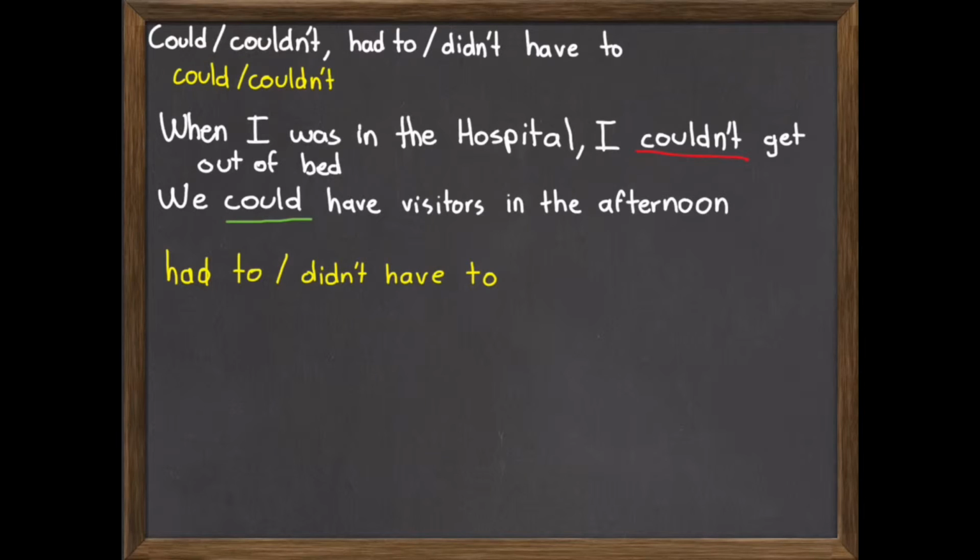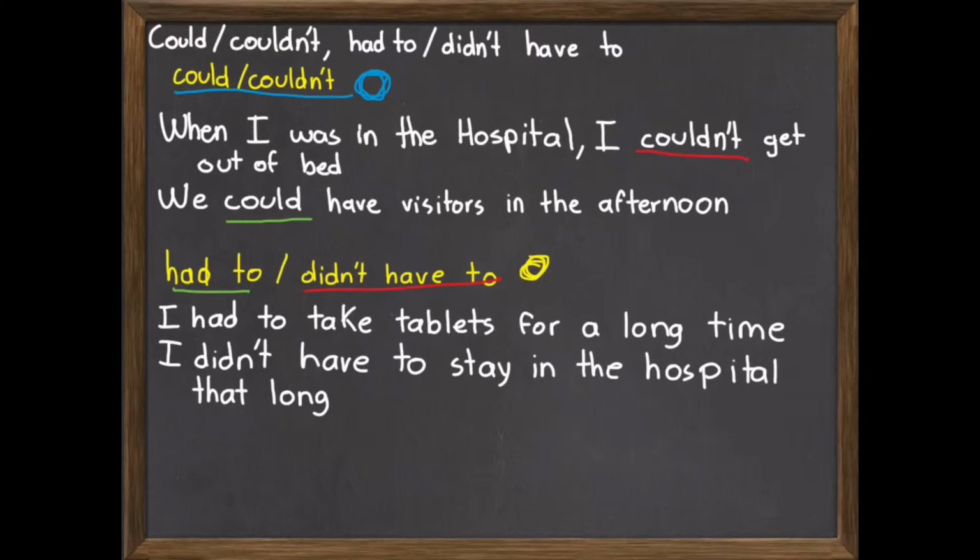Now let's look at had to and didn't have to. Had to is the affirmative form and didn't have to is the negative form. We use had to or didn't have to talk about a past obligation, while we use could and couldn't for a thing that was possible or not possible in the past. Both are in the past, but one is what's possible or not possible, and the other one is an obligation.